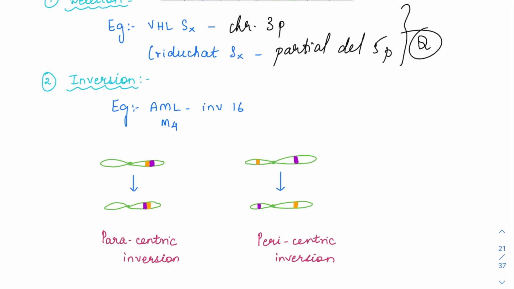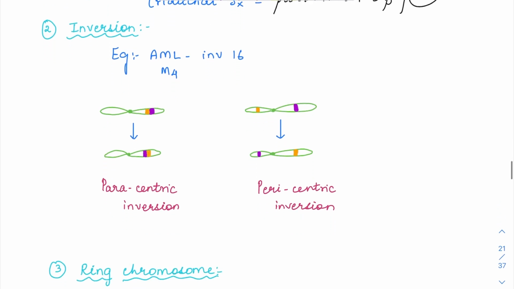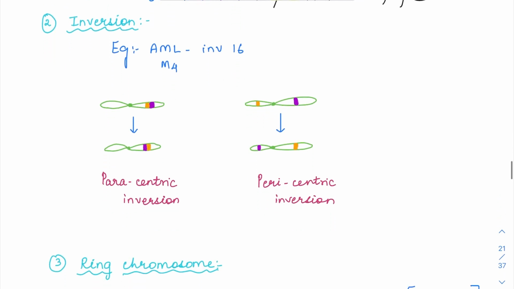Okay. Cri-du-chat actually means cry like a cat. So in this condition, the child is going to cry like a cat. That is why this name of Cri-du-chat has been given. So in this, partial deletion of 5p is going to be there.